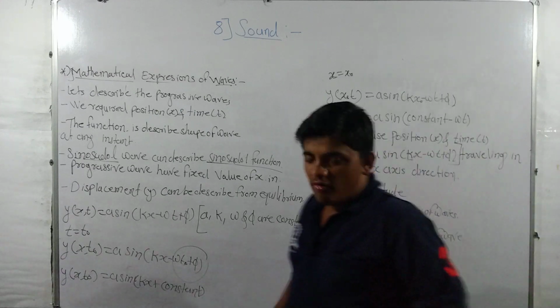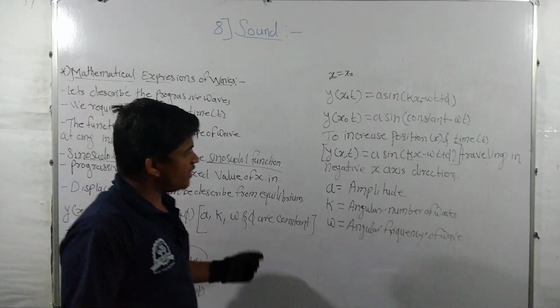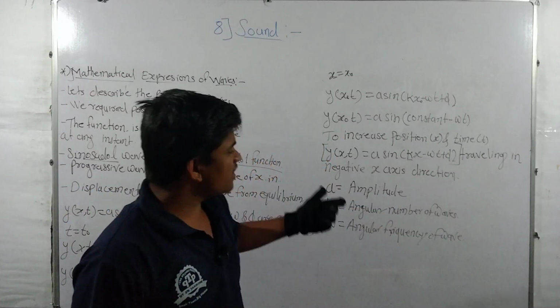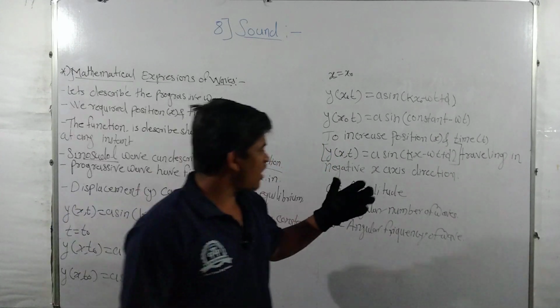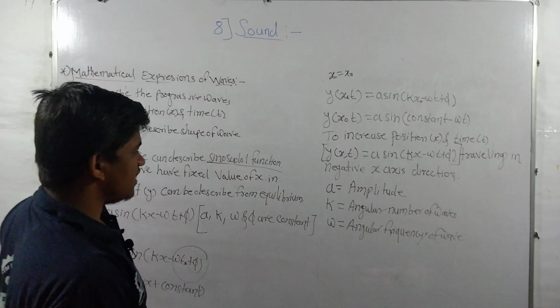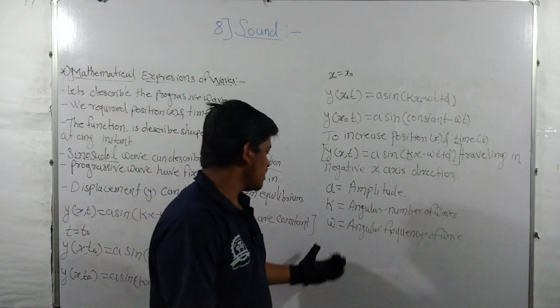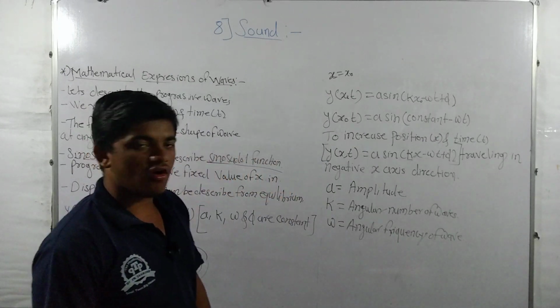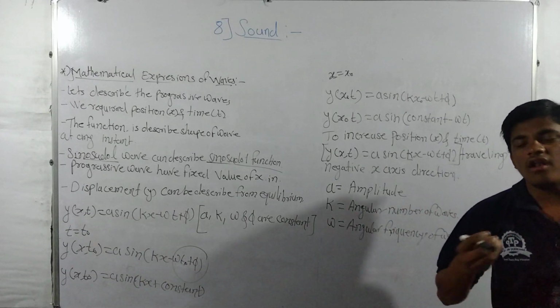When both position and time increase, the function varies in the form of positions and time, and the wave is traveling in the negative x-axis direction, like the left hand side. Then a is the amplitude, k is the angular number of waves, and omega is the angular frequency of the given waves. That is all about the mathematical expressions of waves, like finding the displacement of the progressive waves. In the next lecture we will study the velocity of the waves.